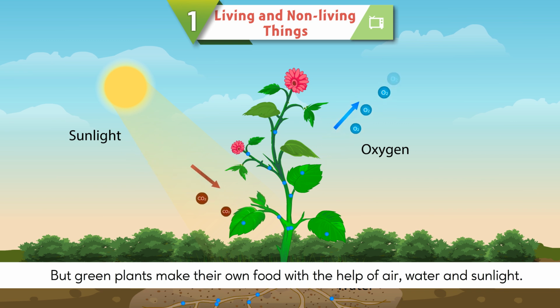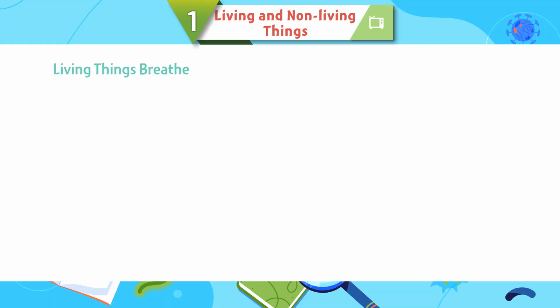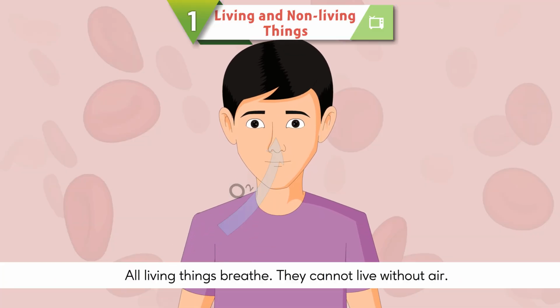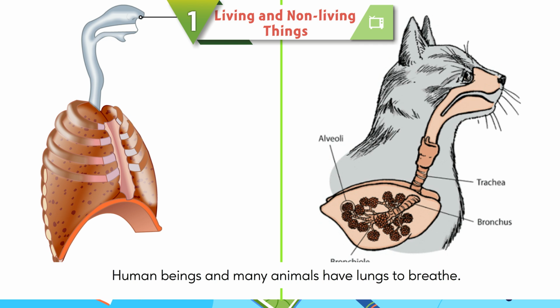But green plants make their own food with the help of air, water, and sunlight. Some plants also get their food from dead plants or animals. Living things breathe. All living things breathe. They cannot live without air. They have special organs to breathe. Human beings and many animals have lungs to breathe.